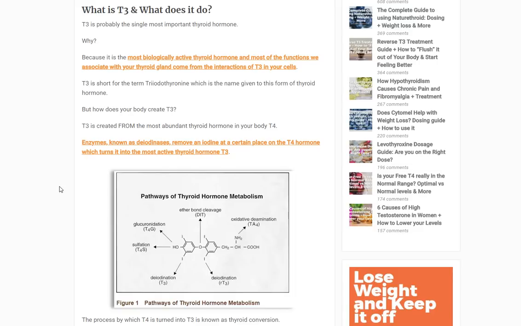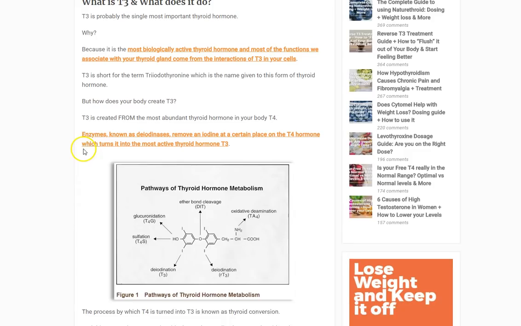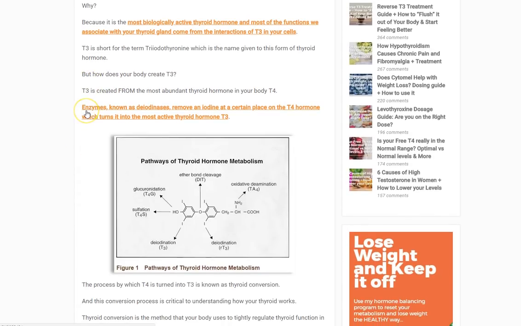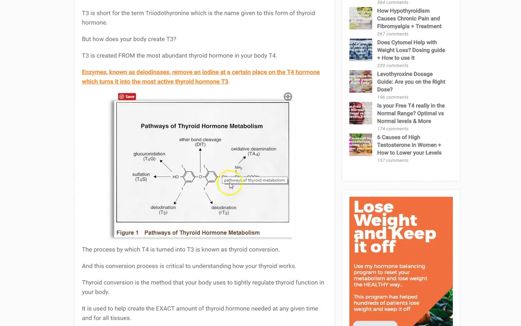So what that means is all of the benefit that we attribute to thyroid hormone, and these benefits include things like managing your metabolism, managing your heart rate, your cholesterol, your body weight, all of these things, come from thyroid hormone. They come from your thyroid, but specifically they come from the effects of T3 on your cells. We'll talk about those effects in just a minute, but I want to show you this because it's pretty interesting.